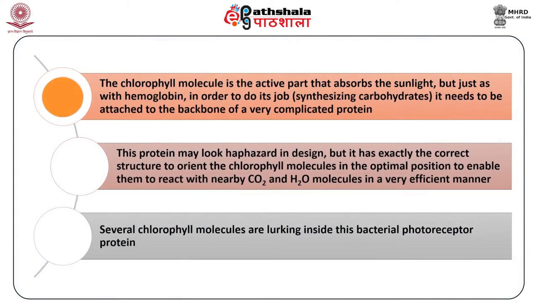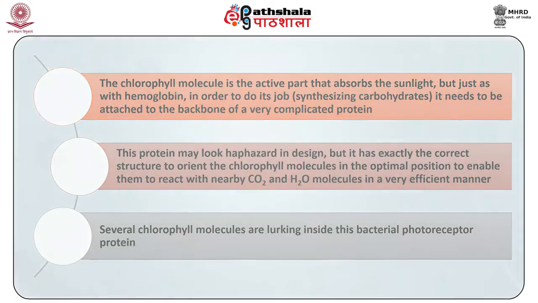The chlorophyll molecule is the active part that absorbs the sunlight, but just as with hemoglobin, in order to do its job, that is synthesizing carbohydrates, it needs to be attached to the backbone of a very complicated protein. This protein may look haphazard in design, but it has exactly the correct structure to orient the chlorophyll molecule in the optimal position to enable it to react with nearby carbon dioxide and water molecules in a very efficient manner. Several chlorophyll moieties are lurking inside this bacterial photoreceptor protein.